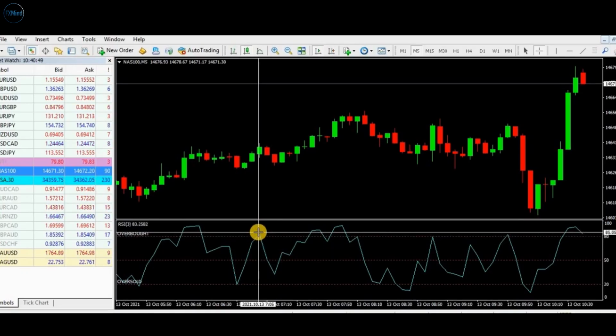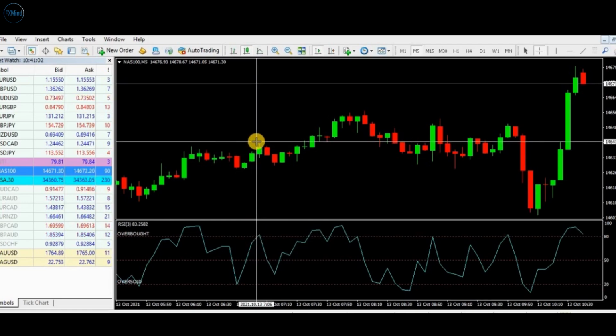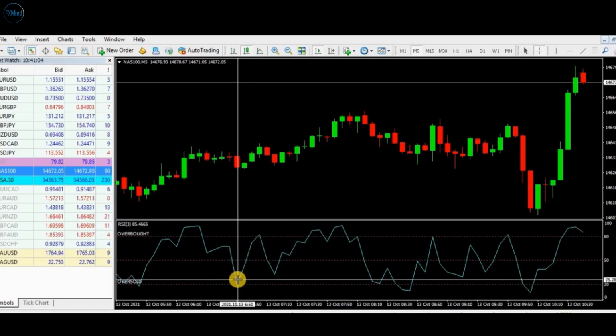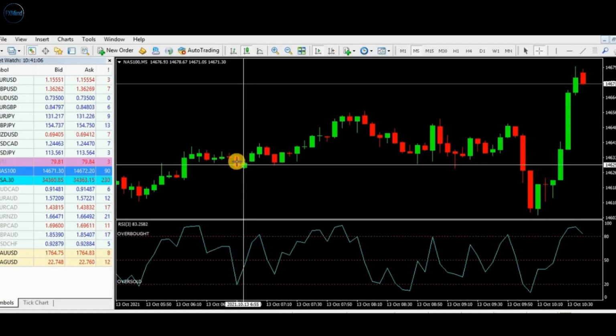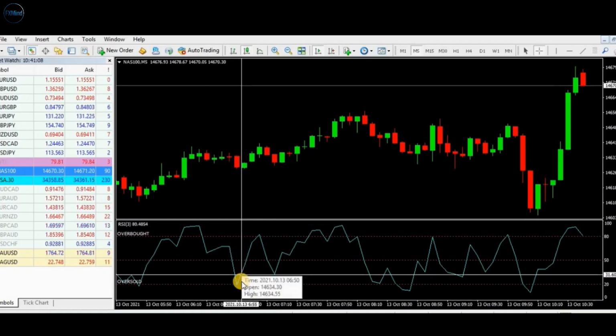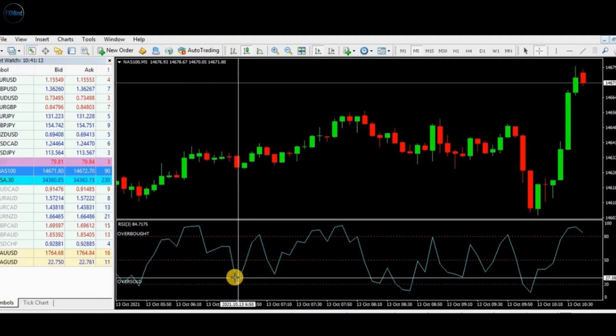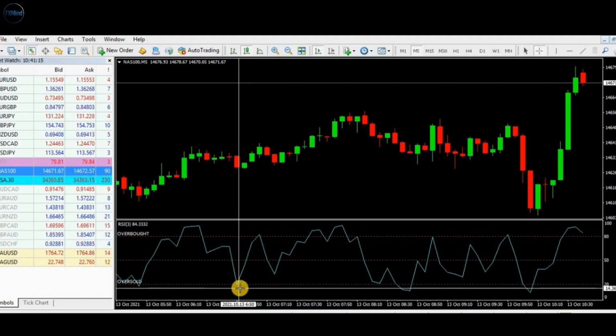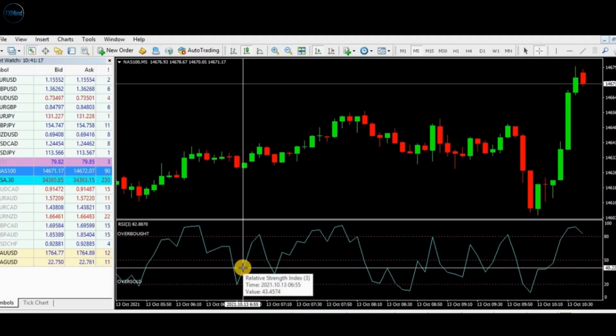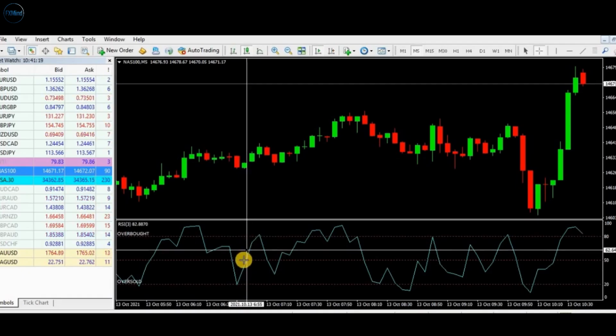For instance, this is resistance, as in it has touched the top and there's no way that it's going back up. This is resistance. The market couldn't get any higher. Here the market went down, as you can see on the chart, and this is support. But basically we do not talk about it in the sense of support and resistance. All we need to know for this strategy is overbought and oversold.